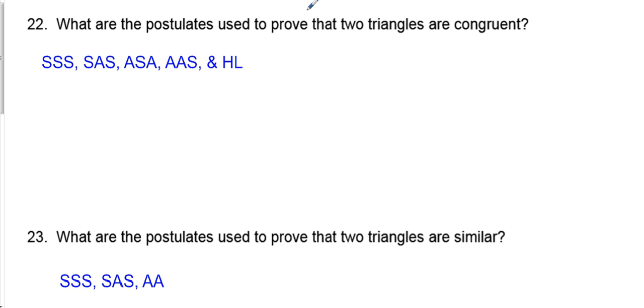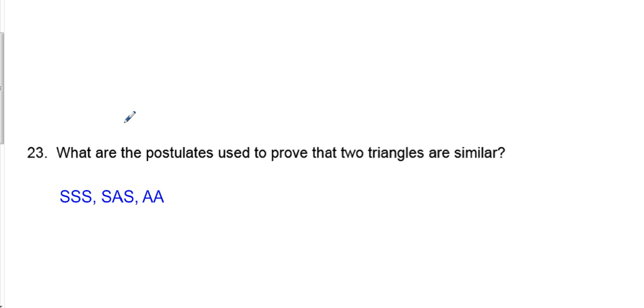22, what are the postulates used to prove that two triangles are congruent? And there are 5 of those. Side, side, side; side, angle, side; angle, side, angle; angle, angle, side; and hypotenuse leg. So SSS, SAS, ASA, AAS, and HL. Hopefully you remember what's the one postulate that does not exist. Well, there's 2 of them that don't exist that we never use. Angle, angle, angle, and side, side, angle. We never use those.